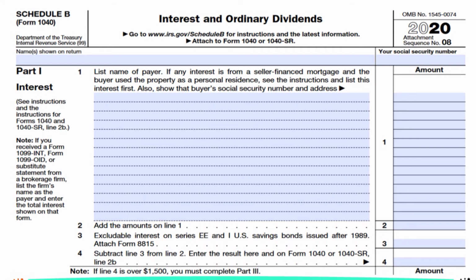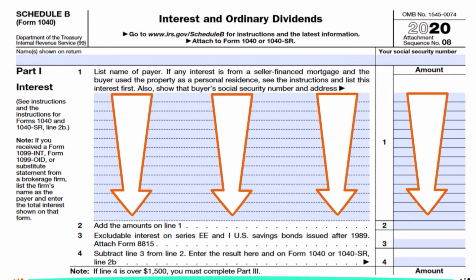So line 1 is a really large section of the form. And this is where you name all your sources of interest and how much interest you made from each source. Write each source on its own line. The only interest you should not report here is tax-exempt interest, which is primarily from state and municipal bonds. So make sure to list all of the interest that was reported on your Forms 1099-INT or 1099-OID. You want to list the interest you earned as a nominee. You are a nominee if you basically received an interest payment, but the interest is actually owned by someone else.